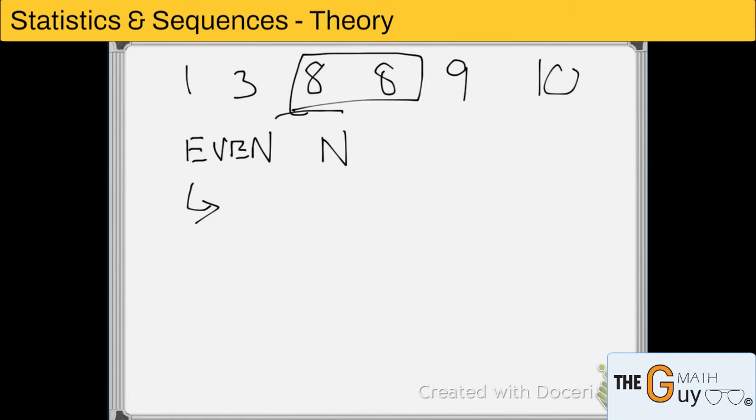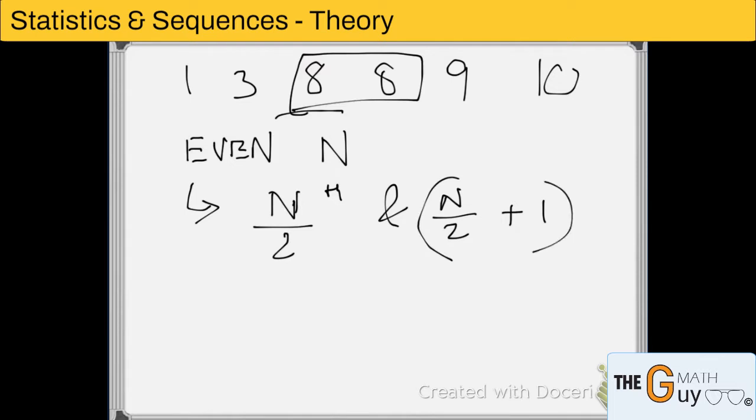But if you have a huge list of 100-something numbers, then you need to be able to calculate which position it is, right? So what you do is you do n over 2, that term, and n over 2 plus 1, so the next term. The average of these 2 terms' values would give you the median, right?